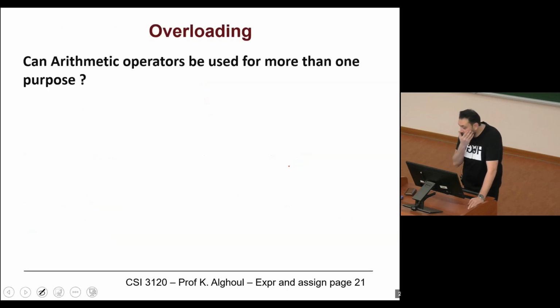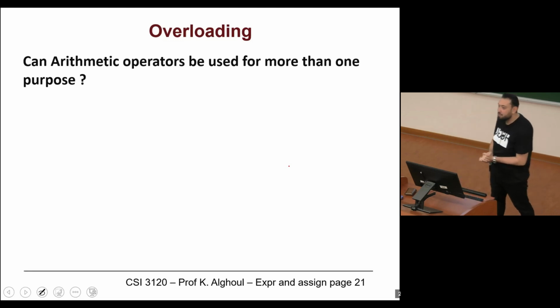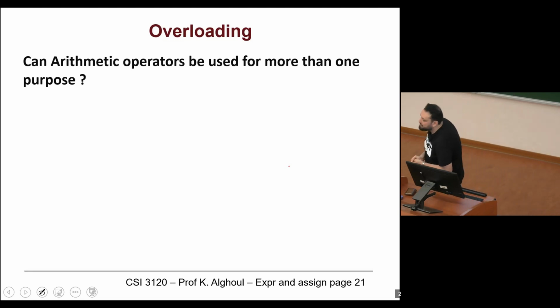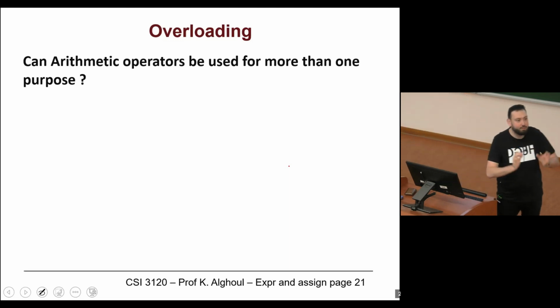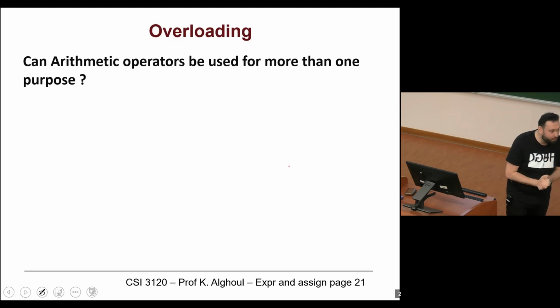Now, can arithmetic operators be used for more than one purpose? Can they? More than one purpose. You want to say? Add strings together. Very good. Some of the languages have a powerful thing, an advantage, that okay, I'm going to use the plus to also concatenate two strings. So it's not going to only be for numbers.